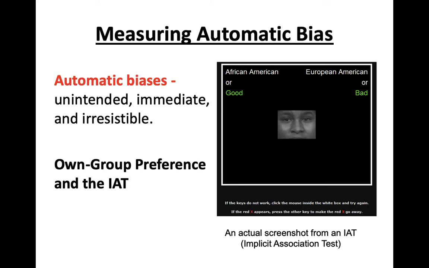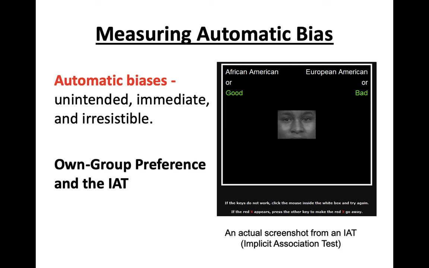Here's the way it works. The IAT presents respondents with pairs of concepts. For example, it will pair together European American and good, or African American and bad. It'll then flip those pairings and pair European American and bad and African American and good. People are then shown either a face or an adjective, and their job is to put it in one of the categories. In this particular example, the task is just to hit a key on the keyboard and say, is this a face of an African American person or a European American person? In other situations, there will be an adjective, like nice, that is presented, and the job is to say, is that a good word or a bad word, or angry, is that good or bad?